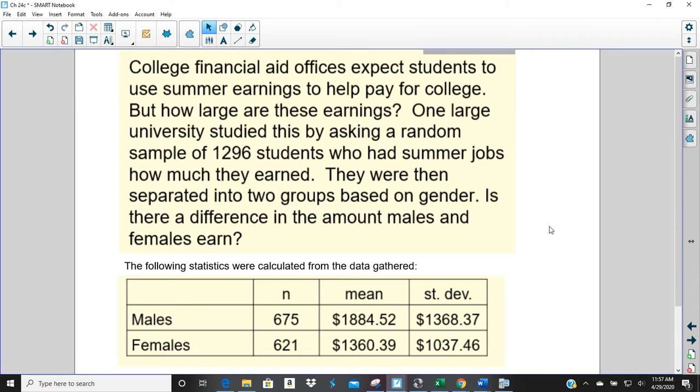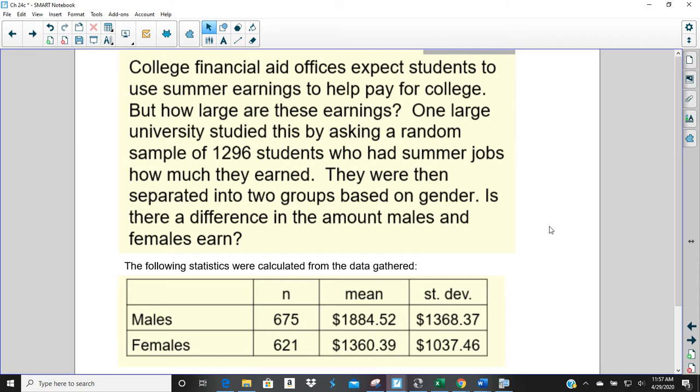Let's do a quick example, and then we will be done with chapter 24, day 3. College financial aid offices expect students to use summer earnings to help pay for college. But how large are these earnings? One large university studied this by asking a random sample of 1,296 students who had summer jobs how much they earned. They were separated into two groups based on gender. Is there a difference in the amount males and females earn?